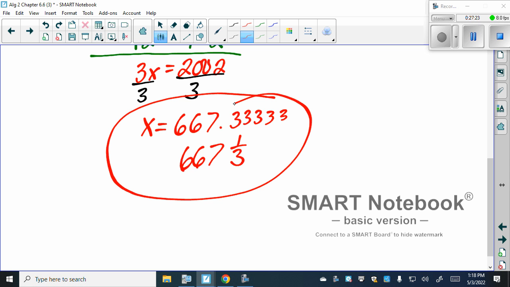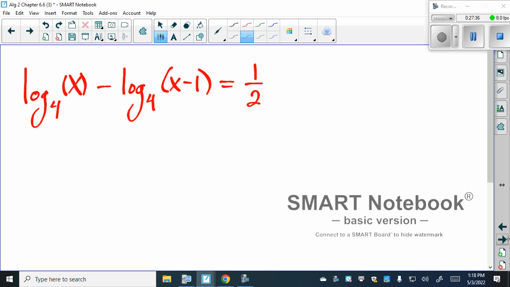Any questions on any of this here? Are we ready for the last problem of the day? Okay. So this one here is the last problem we're going to look at today. Log base 4 of x minus log base 4 of x minus 1 is equal to 1/2.